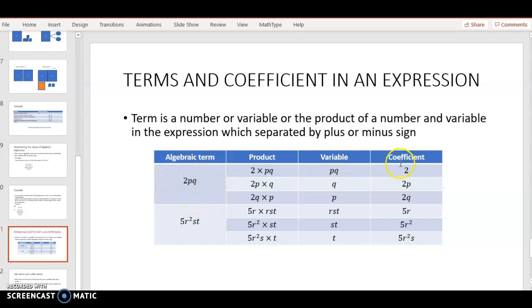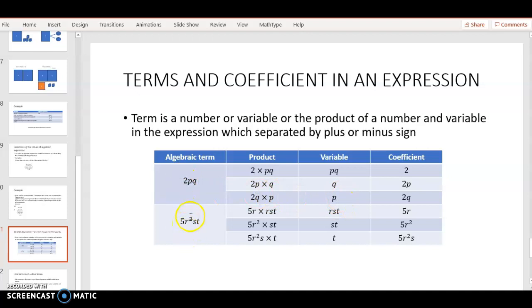So when the question gives you that the coefficient is number 2, it means that your variable will be pq. If the question gives you the coefficient is 2p, it means that your variable will be q. If your coefficient is 2q, it means that your variable will be p.